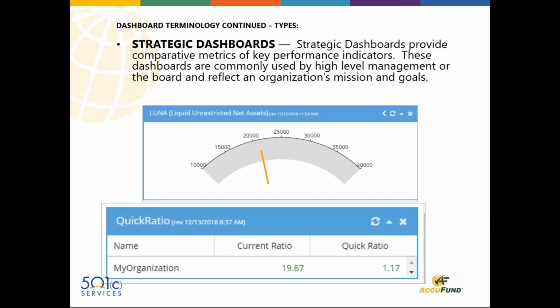Quick ratio, that's another complex one where you're showing how much cash do I have to cover my liabilities, or my current assets to cover my liabilities. So that's a great indicator where it's not a graph per se, but it's a number. And this might be something that the board would want to see, and certainly a treasurer would want to see, or a controller or CFO would want on their dashboard.